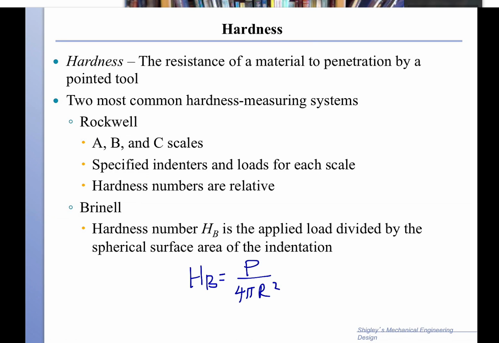So you have a sphere, and the sphere is indented into the material. This is the material here with a force P, and therefore, since it is the ratio of the force divided by the area, the units of the Brinell hardness number are going to be in the same units of the stress. So you can have it either in megapascal or in KSI.